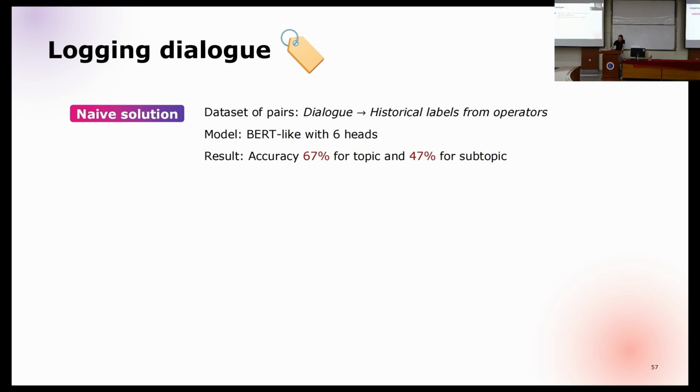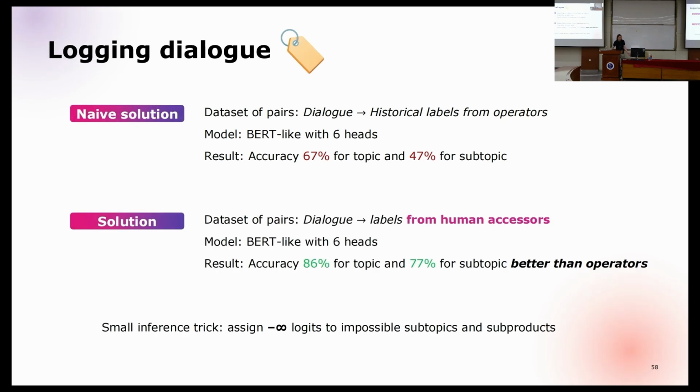And the reason is simple. Operators just lack time to deal with an already finished dialogue. They want to skip to the next dialogue. That's why they don't pay much attention to putting the right labels. So we can't train a good model using these historical labels. Then the solution is we need to collect a data set that is well labeled by specialized human assessors, by human data labelers, and we receive a quality of about 77% for subtopic, which is better than the quality that operators achieved.